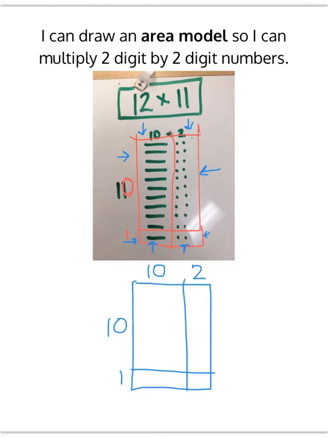Now just to clarify, the reason I have a 10 plus 2 up at the top is because my multiplication problem is 12, and I know that 10 plus 2 equals 12, and my multiplication also is 12 times 11, so that's why I have the 11 on the other side. 10 plus 1 equals 11.